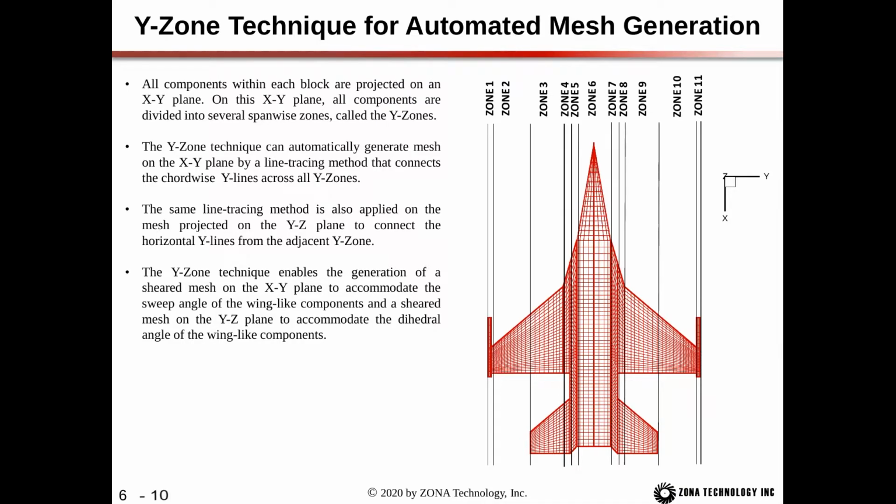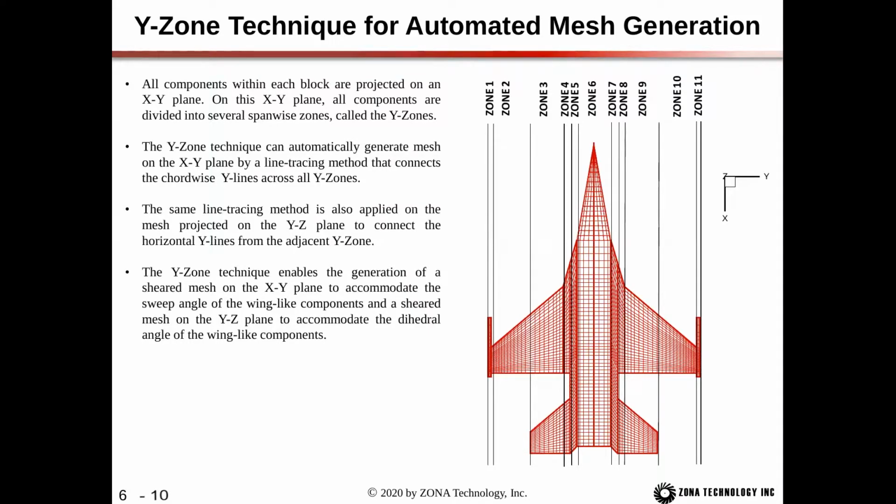So next we'll review the YZone technique for the automated mesh generation. Here we have a top-down view, so we're looking at the XY plane, and we have a body element here of the fuselage, and then we have several ZEUS making up the strake, wing, horizontal tail, and launcher.